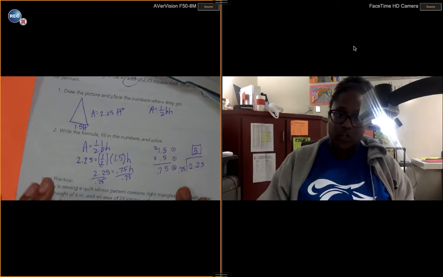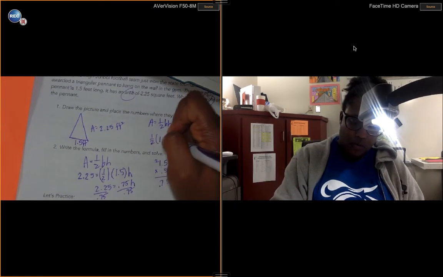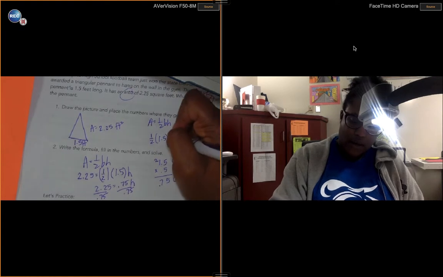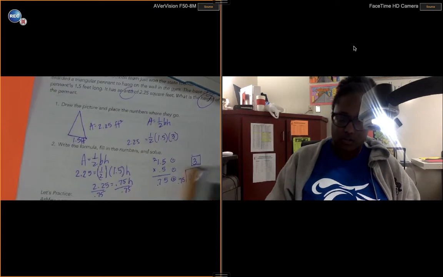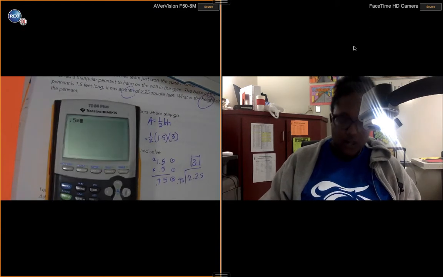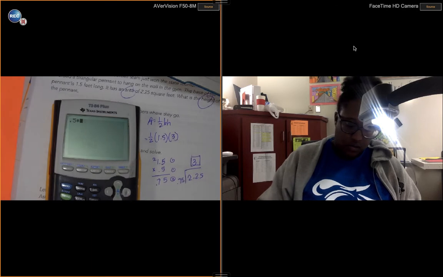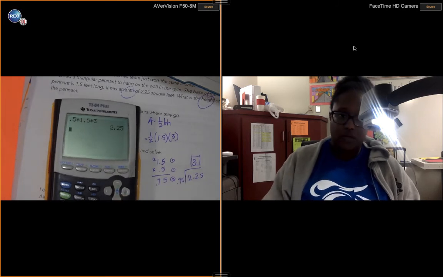I always like to check my work to double check. If I had 1/2, my base was 1.5, and my height is 3, I should get 2.25. I'm going to check that on the calculator real quick. So I have 0.5 times 1.5 times 3, and it gives me 2.25. So I know I did this correctly.